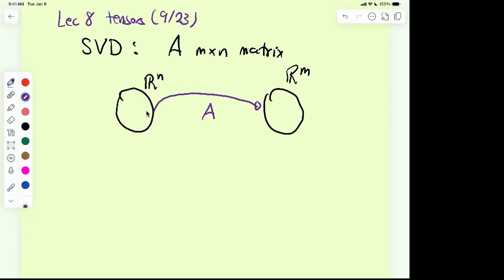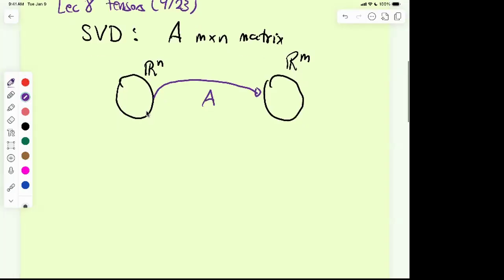Now, the idea is that you start with a matrix which is not necessarily square, and there are two obvious candidates for creating a square matrix out of A. The two square options are A transpose A and A A transpose.